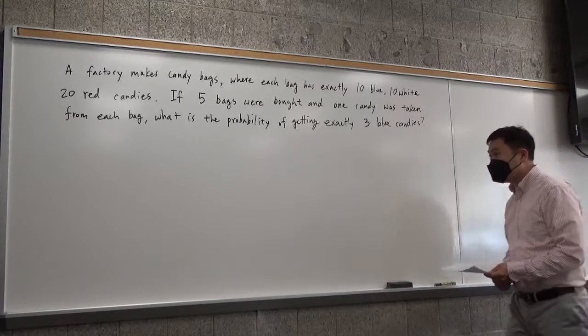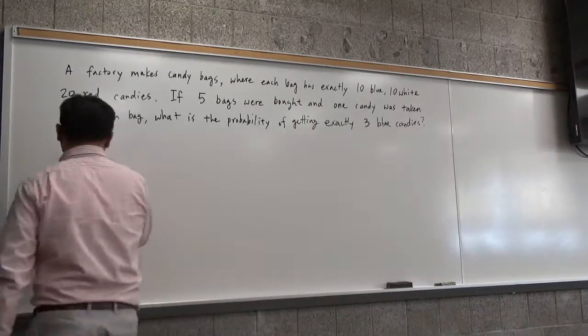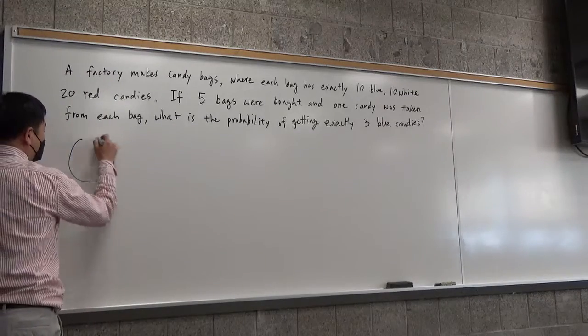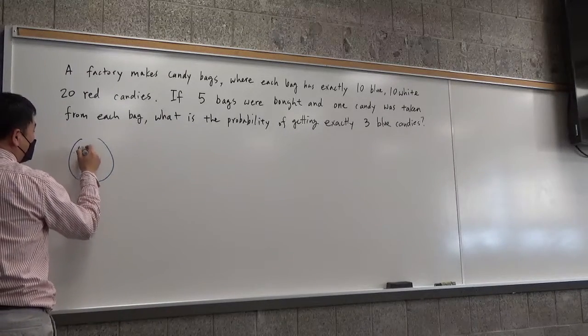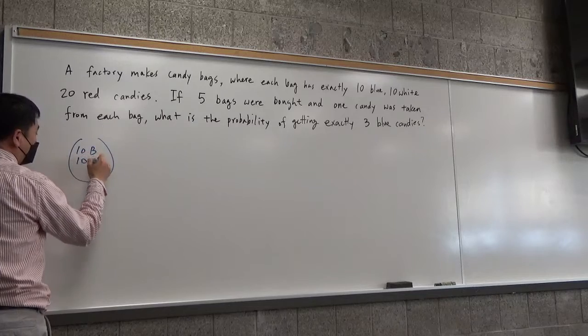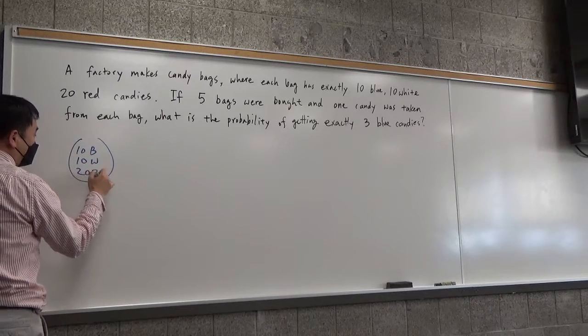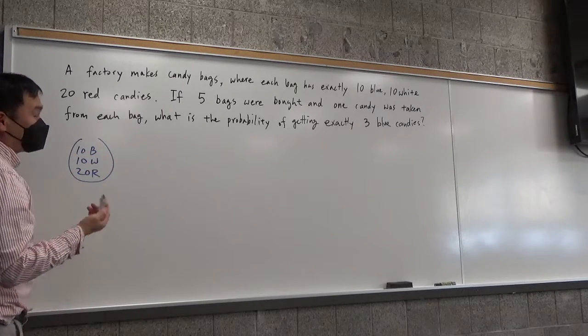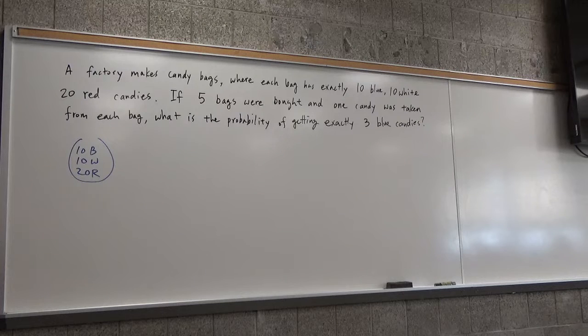For this question, what's happening is that for each bag you have 10 blue, 10 white, 20 red, and the question is asking what's the probability of getting 3 blue candies if you drew 5 times? That's basically what it is, right?